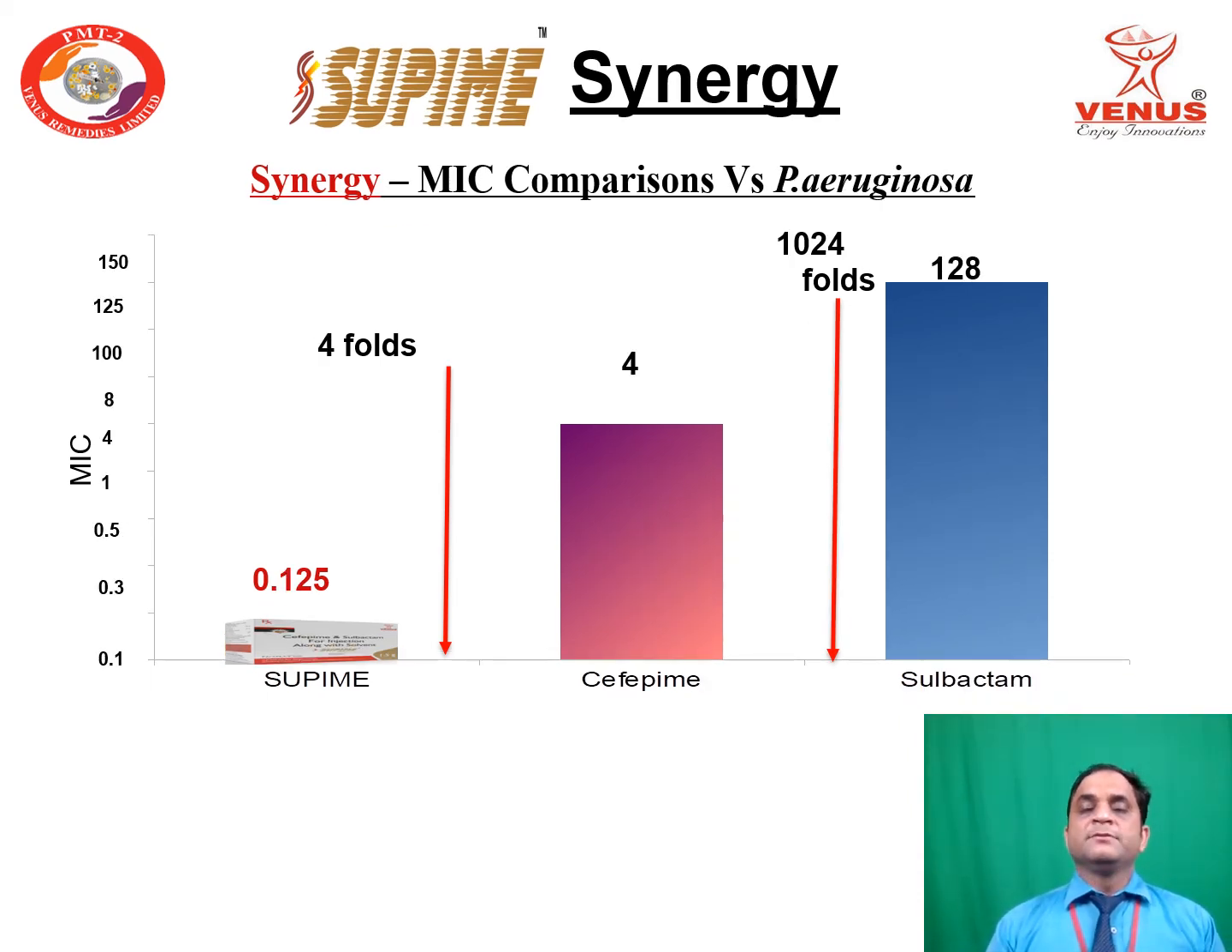Another bacteria, Pseudomonas. Again, against Pseudomonas, the MIC of sulbactam, which the doctor needs, is 128, and of cefepime 4. But after the synergy formation in Supine, now you can see that the MIC against Pseudomonas aeruginosa is very low, just 0.125. So again, this is possible because of synergy.